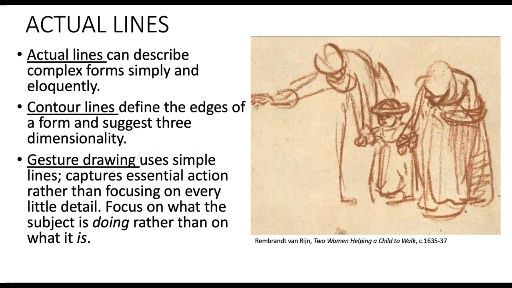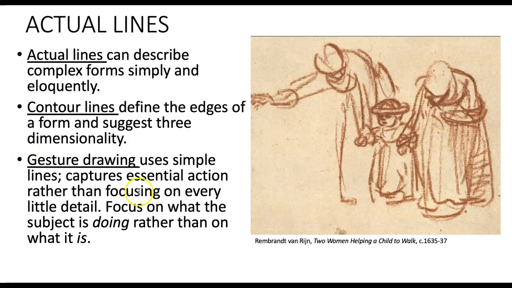Actual lines, so lines that are actually there, can describe complex forms, even become shapes, and they can make these forms simply and eloquently. Now, contour lines, which is just a fancy word for outline, of course define the edges of these forms and suggest three-dimensionality.